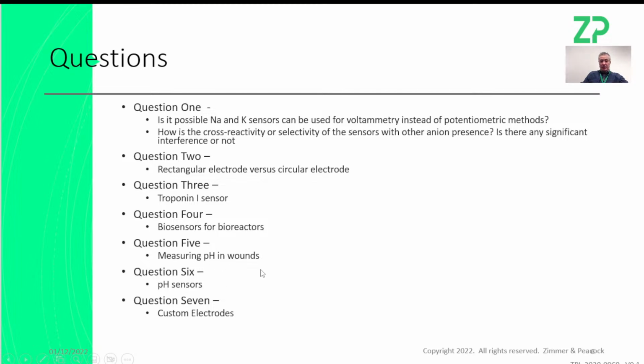We're measuring pH in wounds. That's some inquiries that have come in. pH measuring in wounds is a really hot topic at the moment.